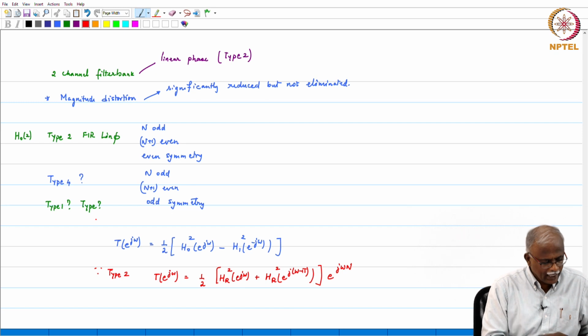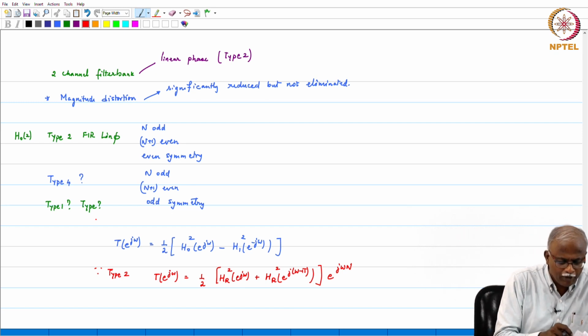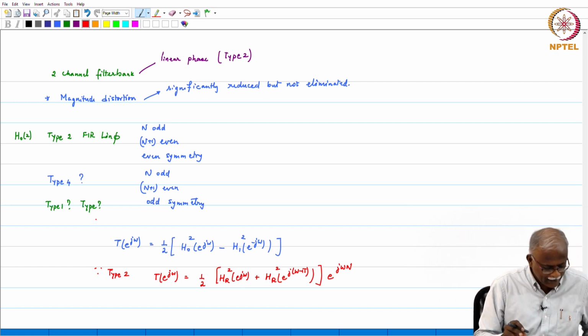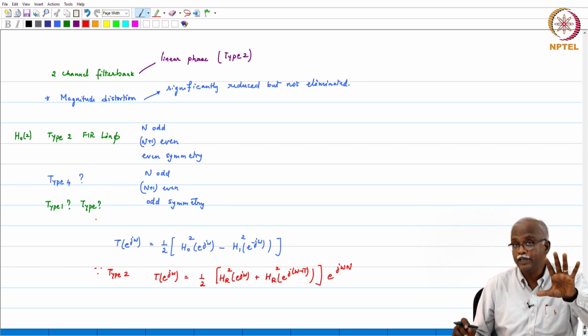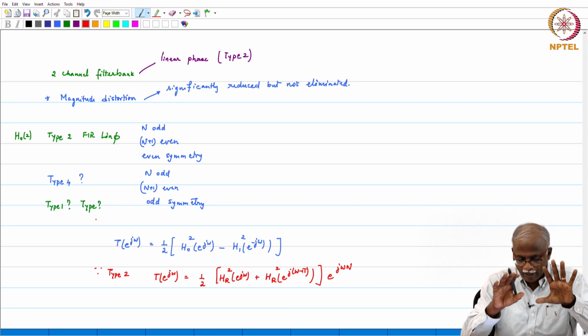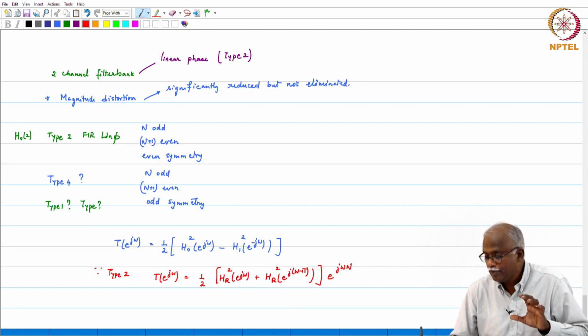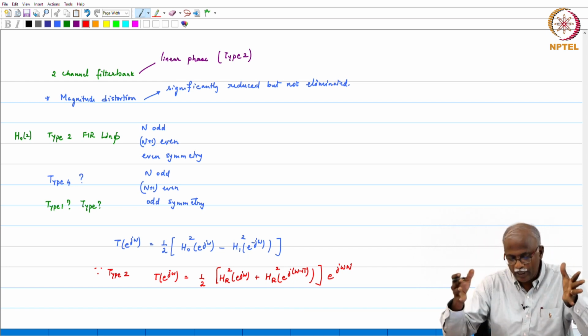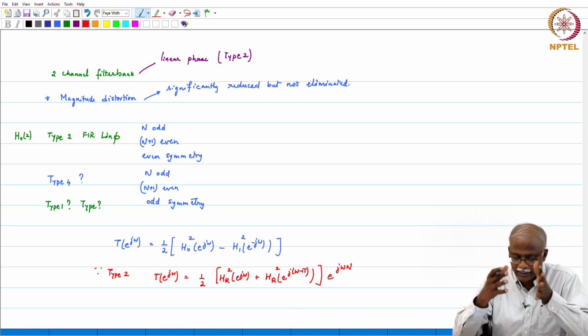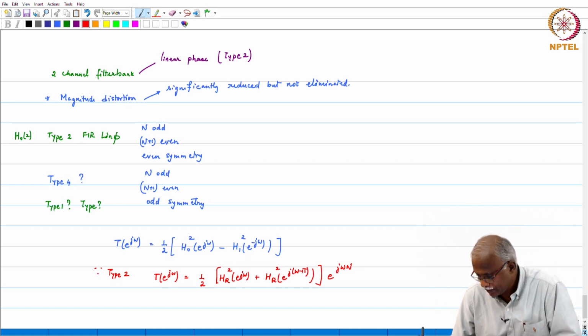Okay, so the summary that we can then put forth is that we have been able to design a 2-channel filter bank where we have type 2 FIR linear phase, and we have been able to capture the flatness constraint. We are able to eliminate the aliasing, also the phase distortion.